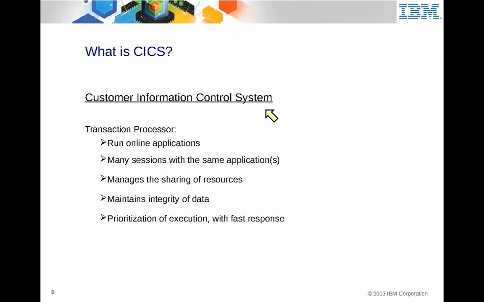CICS is probably, with little debate, the best transaction processor in the world. It's very fast, very efficient, well architected. So what a transaction processor does for you is it runs online applications, with many sessions using the same application concurrently. It manages the sharing of resources like the data and the pool of terminals. It maintains integrity of data. There's prioritization of execution with fast response.